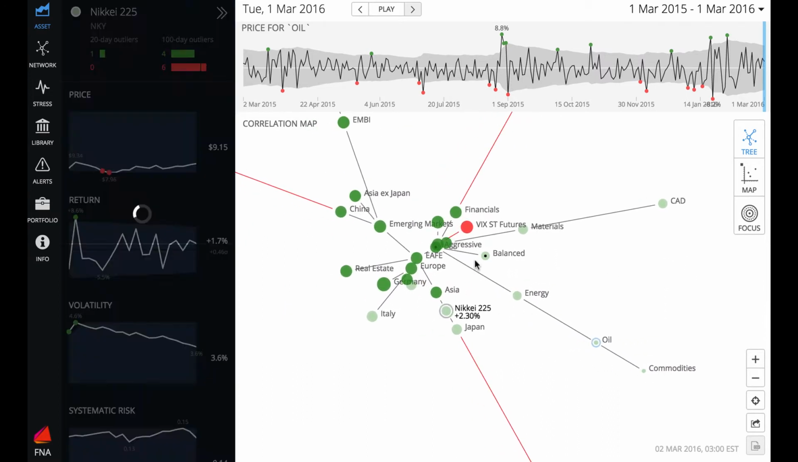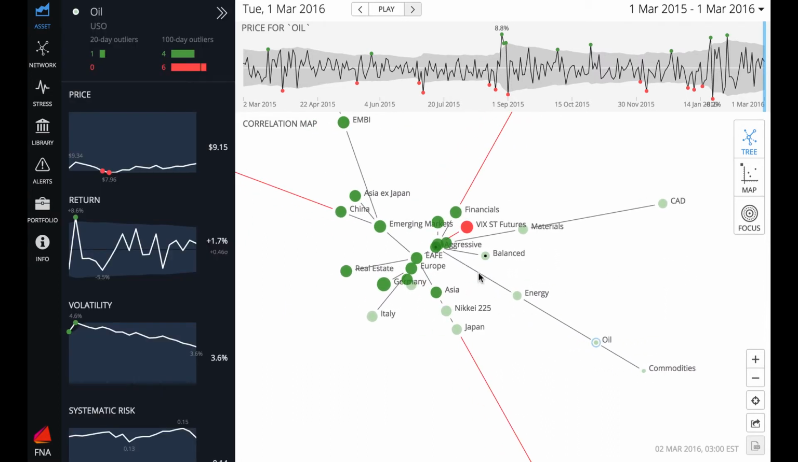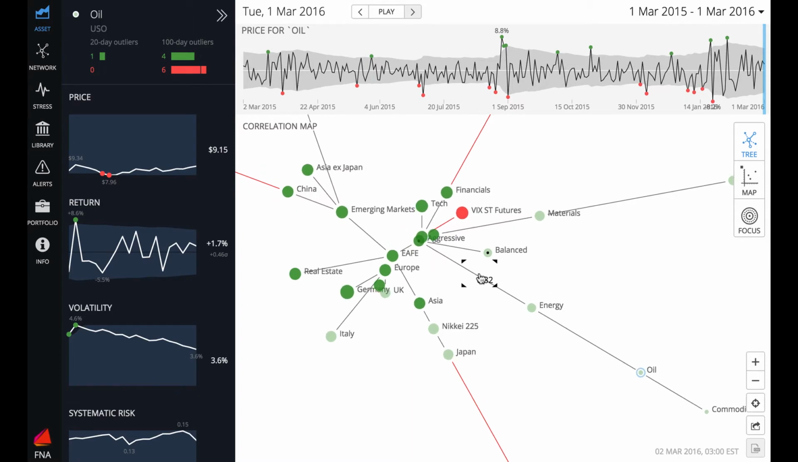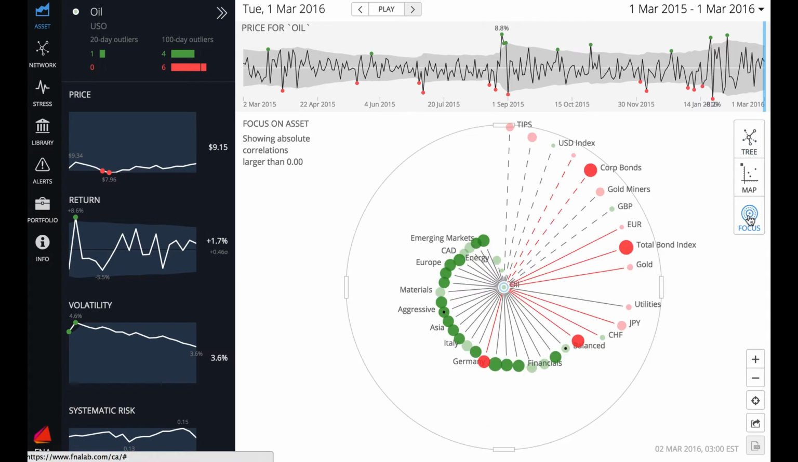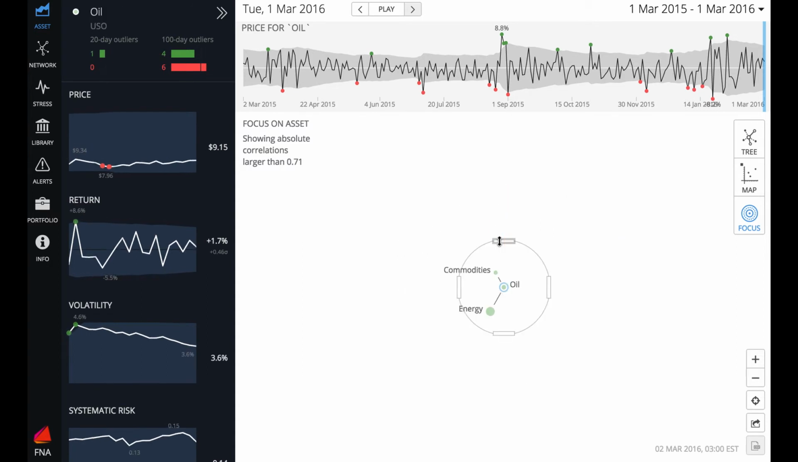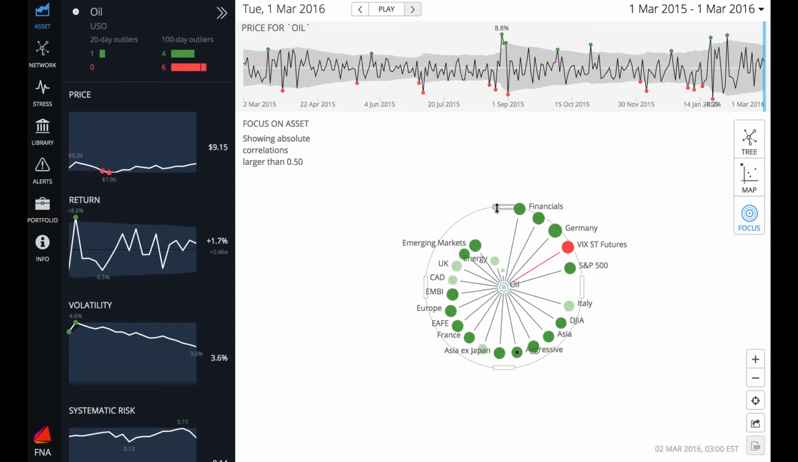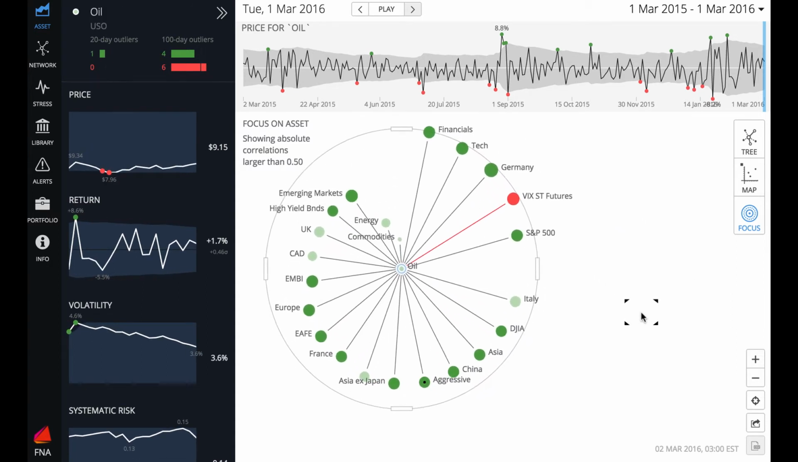We can see that the energy sector is then correlated to the core of equity markets, in this case to our aggressive portfolio, with a 0.82 correlation. Now we're going to reorganize this chart to look at oil and the correlation of oil to major assets. So what we'll do is we will focus only on the assets that show a correlation above 50%.